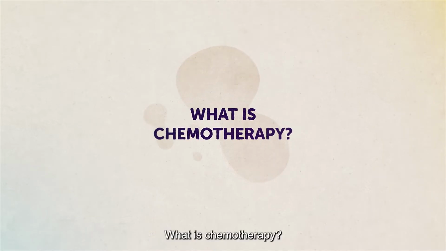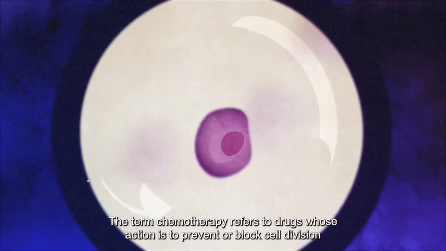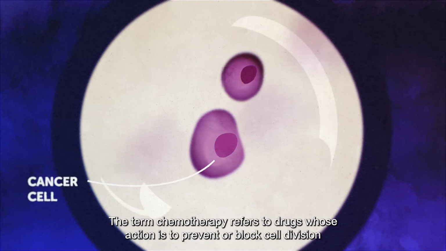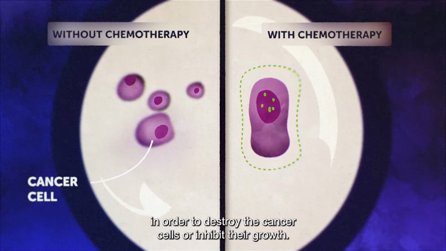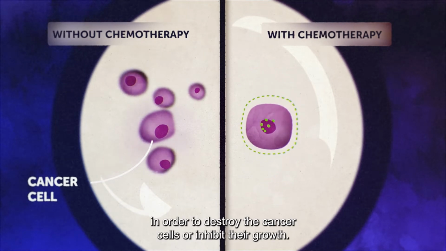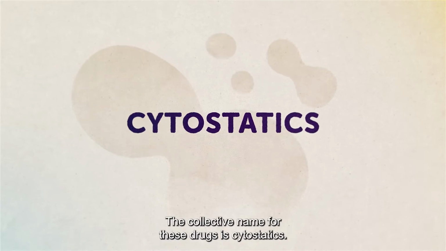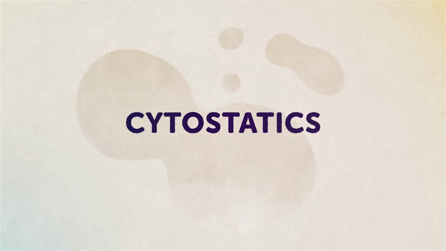What is chemotherapy? The term chemotherapy refers to drugs whose action is to prevent or block cell division in order to destroy the cancer cells or inhibit their growth. The collective name for these drugs is cytostatics.